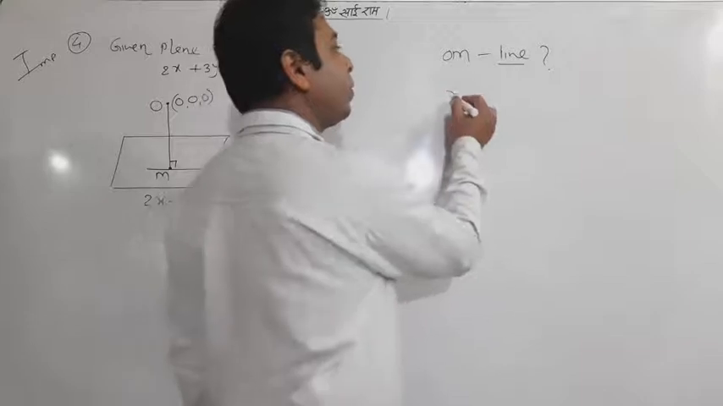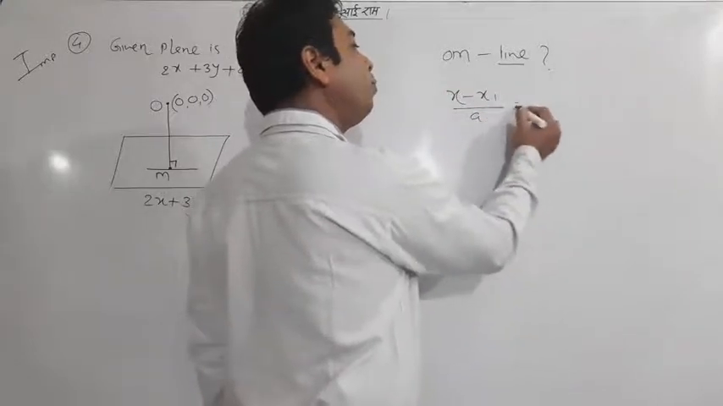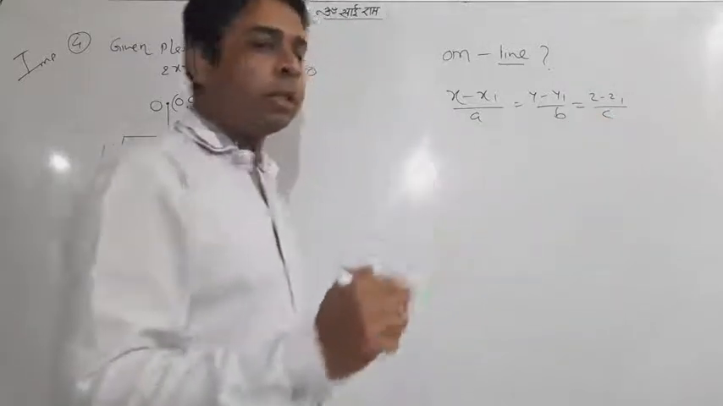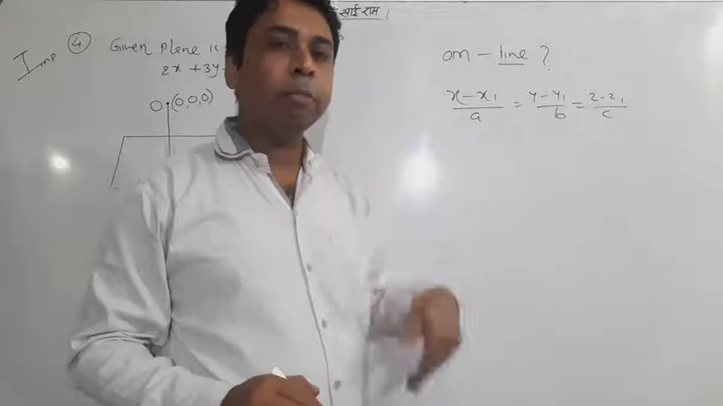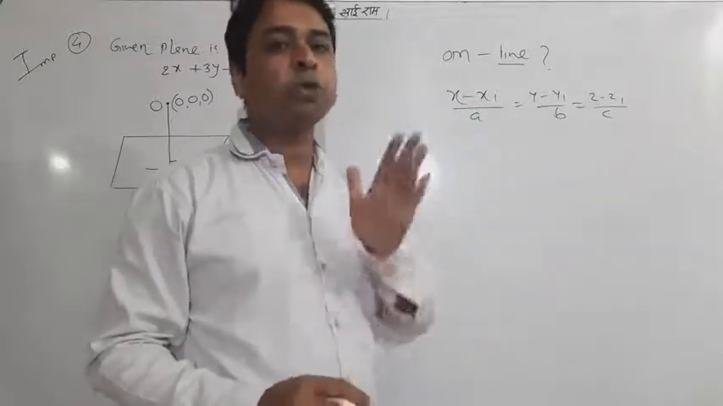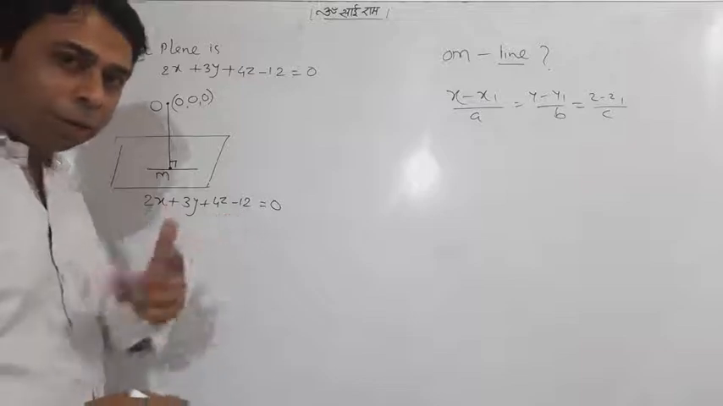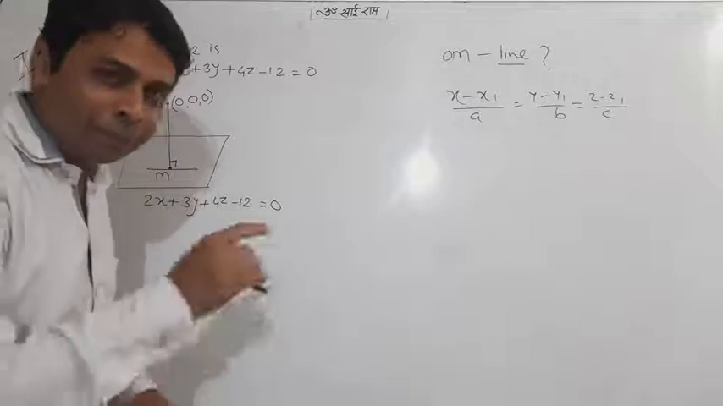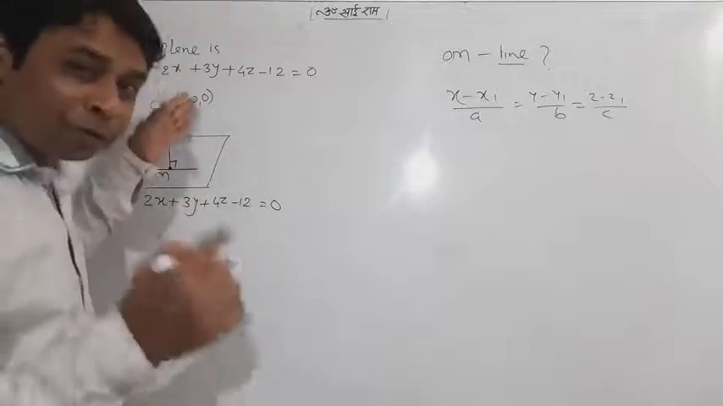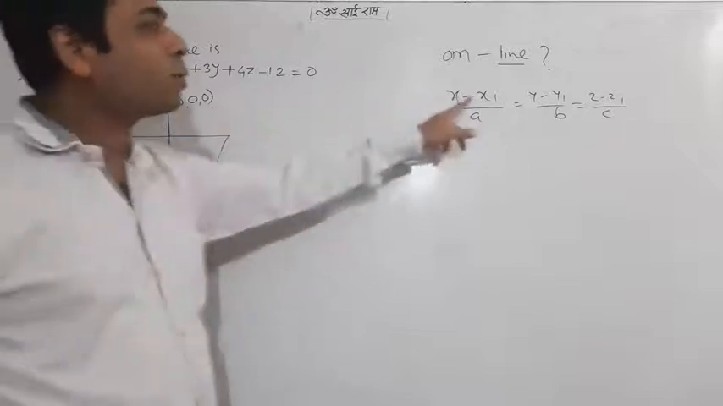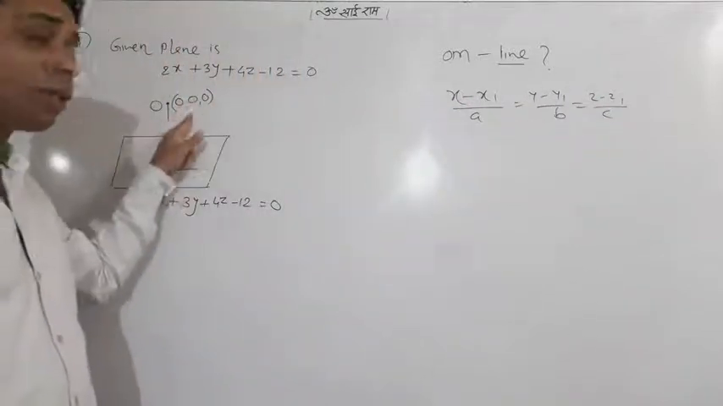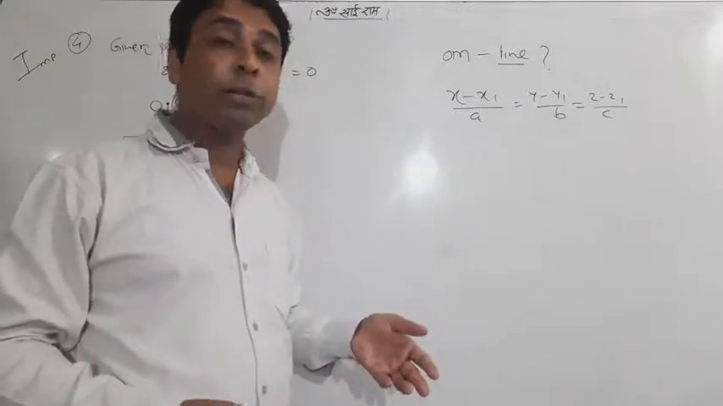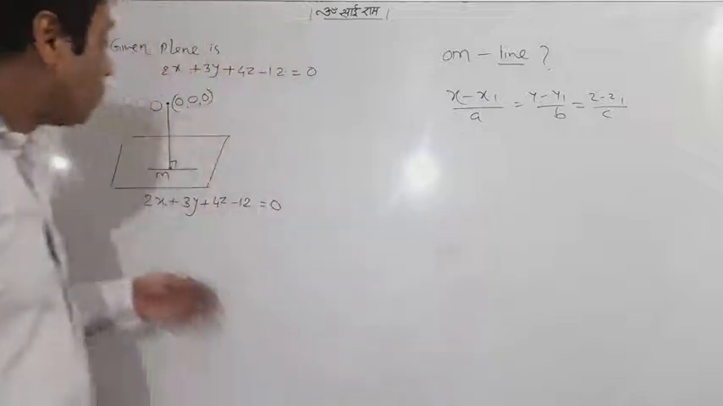Let me explain that the equation of a line is in one point form. This is the equation of the line. You need two things: x1, y1, z1, the point by which the line passes, and a, b, c, the ratios of the line. So OM is a line passing through the origin point, meaning x1, y1, z1 is your point, and a, b, c are the direction ratios of the line. So what is the ratio of this line?